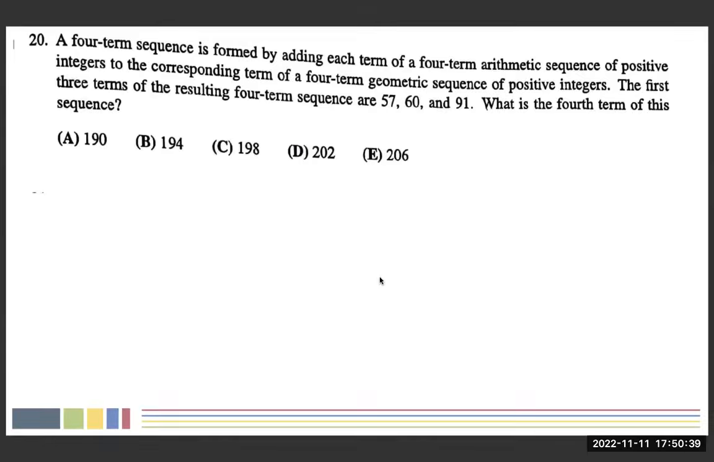Now, this is AMC 10A problem 20. A 4-term sequence is formed by adding each term of a 4-term arithmetic sequence of positive integers to the corresponding term of a 4-term geometric sequence of positive integers. The first 3 terms of the resulting 4-term sequence are 57, 60, and 91. What is the 4th term of this sequence? A 190, B 194, C 198, D 202, E 206. Okay.